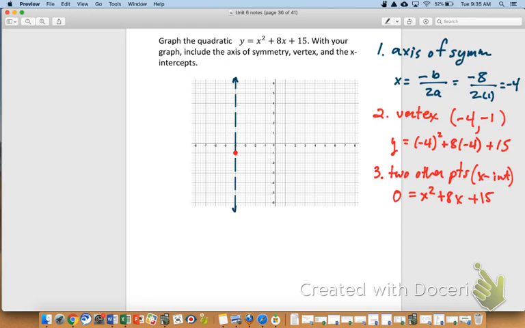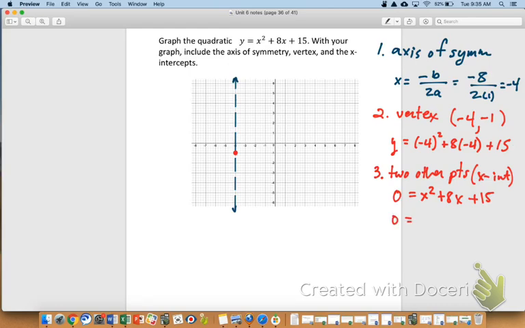Probably closer to 50-50 than anything else. About half of you saw that this could be factored, and you factored it. And the other half of you did the quadratic formula. And if you did everything correctly, regardless of method, you got the same answers. So maybe I'll show you both real quick.